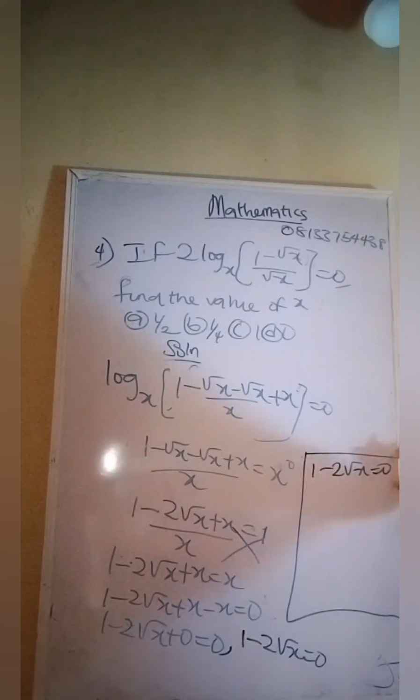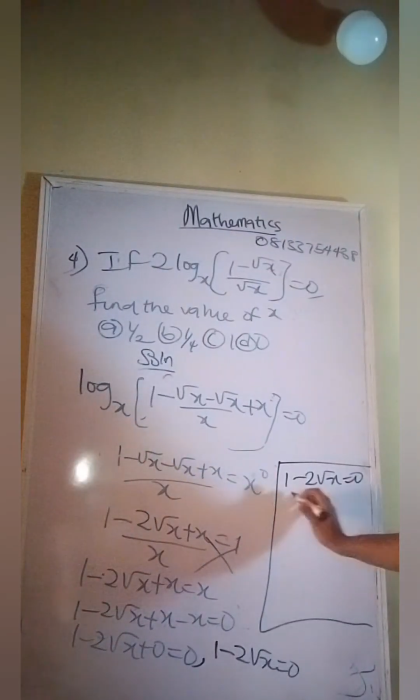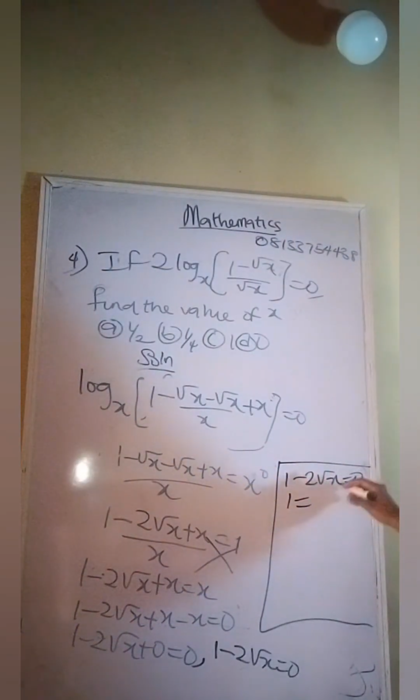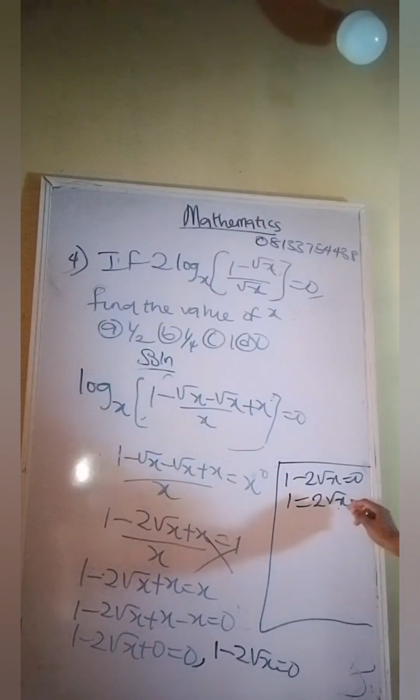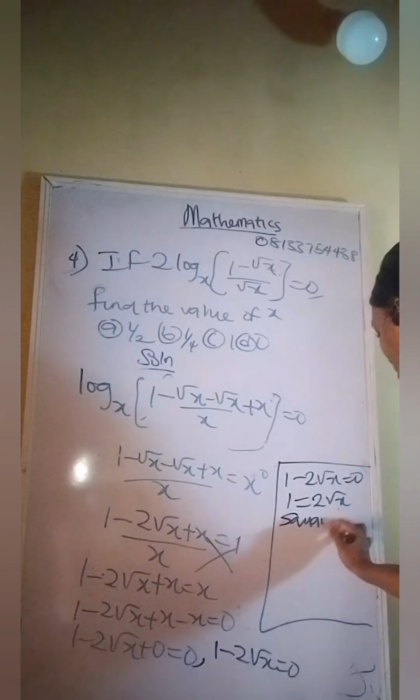So now, this 2 root x will move to what? It's going to move to this side. So that will be 1 equals to, when minus 2 root x is moving, that will be plus 2 root x. So that is 2 root x. You get it now? So now we want to move this square root. What are you going to do? We are going to introduce square. So we are going to square both sides.